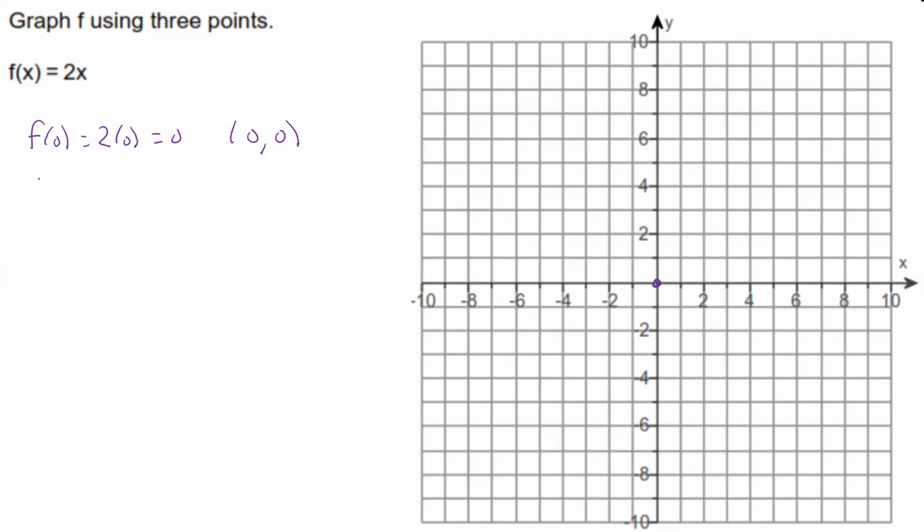Now let's do maybe f of negative 2. And let's do on the other side f of positive 2, just to make it simple. Well, negative 2, that's going to give us 2 times negative 2, which is equal to negative 4. So negative 2, negative 4. Now if we do a positive 2, we get a positive 4, so we get 2, 4. So negative 2, negative 4, and positive 2, positive 4.